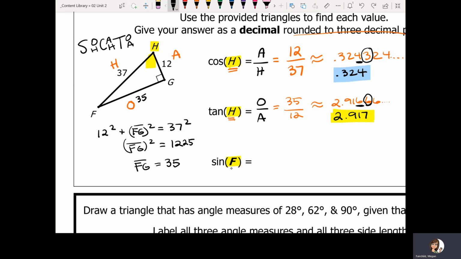Did y'all notice something changed? The angle changed. Did everybody notice that? I noticed that my pen doesn't work. It's no longer talking about angle H. It's now talking about angle F.